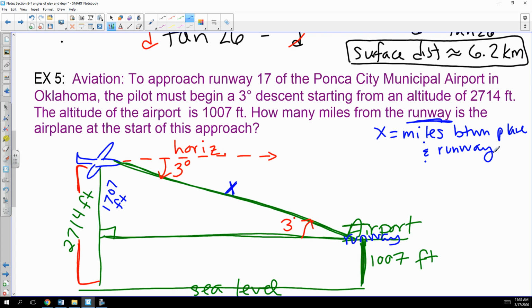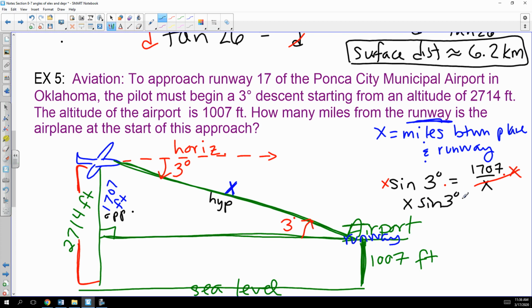Okay. All right, again, where are the sides in relation to the angle? 1707 is opposite, and X is hypotenuse. Which trig function uses opposite and hypotenuse? That's sine of 3 degrees is equal to 1707 divided by X. Get the X out of the denominator. And then you have X times the sine of 3 degrees equals 1707. Don't forget to divide by sine of 3 degrees.